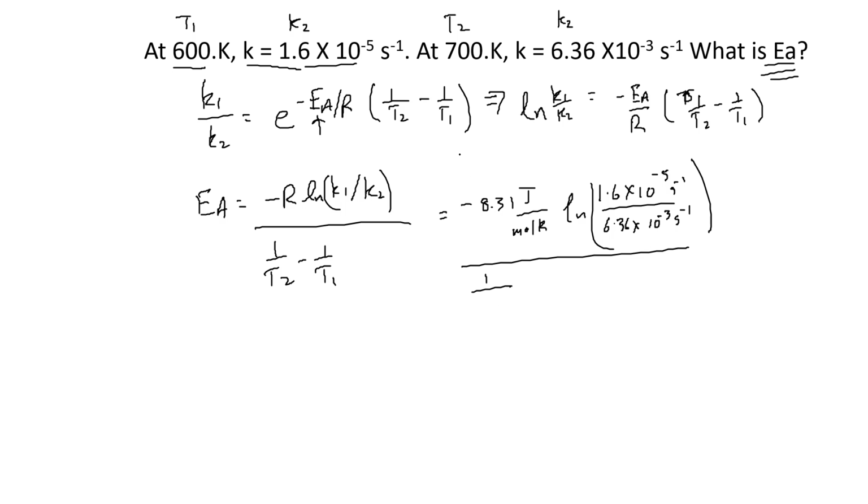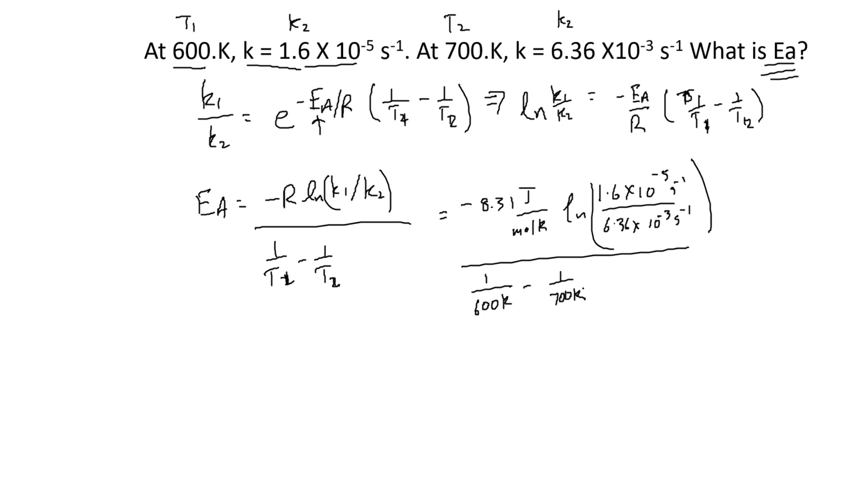Actually, I made a mistake here. This should be T1 and this should be T2. So let me make that correction throughout this exercise here. This should be T1 and this should be T2. So that would be 1 over 600 Kelvin minus 1 over 700 Kelvin, all right?